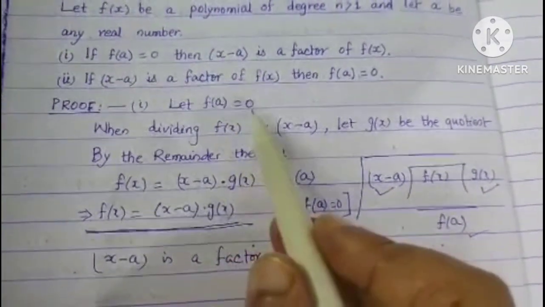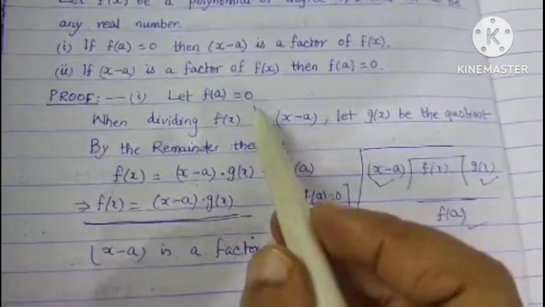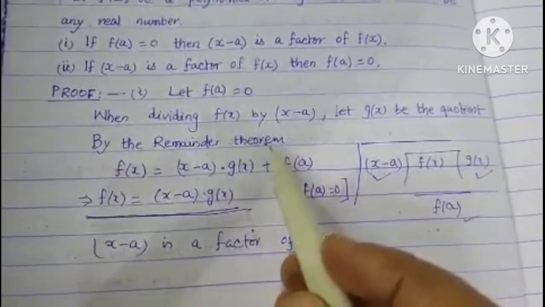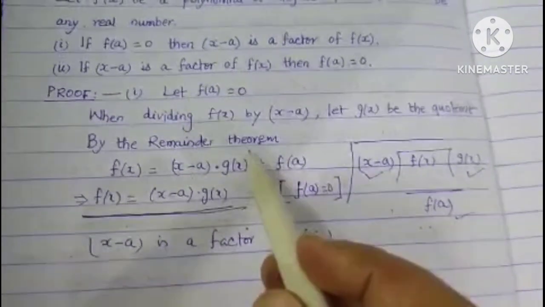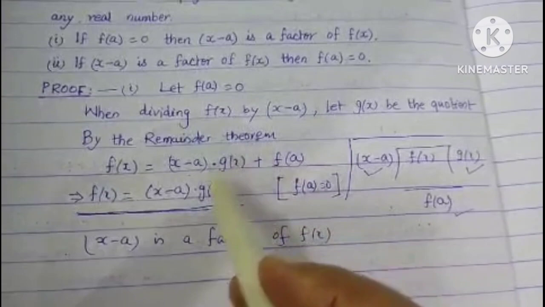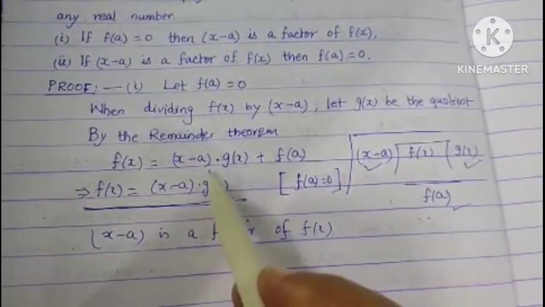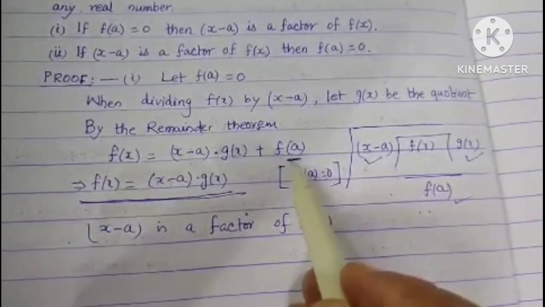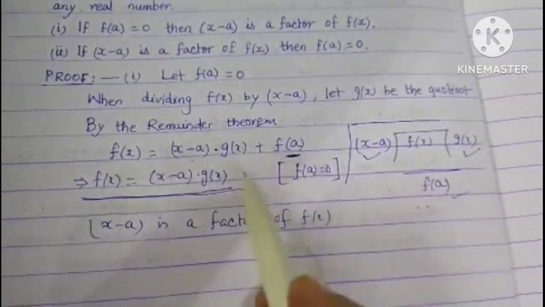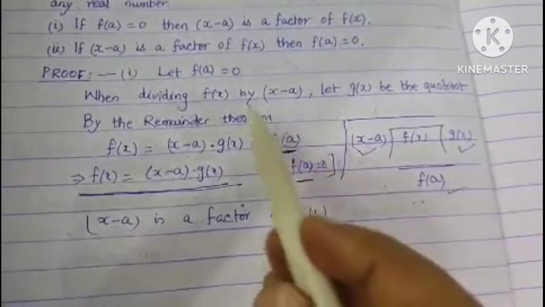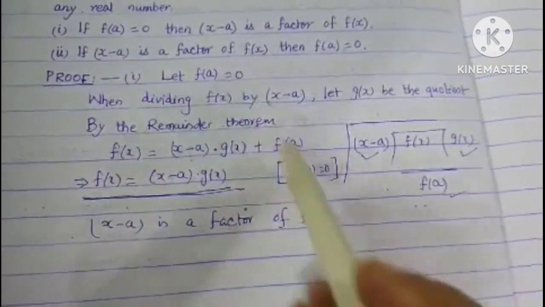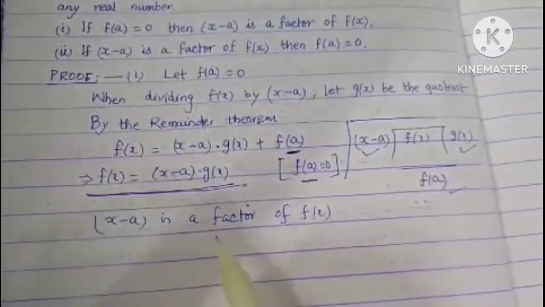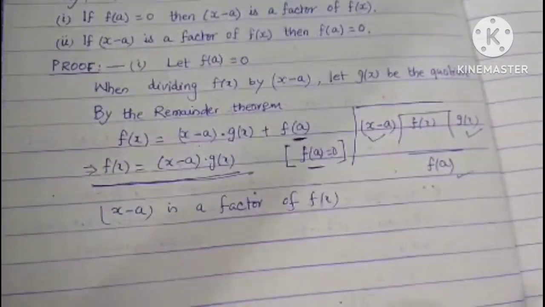Let f(a) equal 0. Then when dividing f(x) by x minus a, let g(x) be the quotient. By the remainder theorem, we know that f(x) equals (x minus a) into g(x) plus f(a), where f(a) is the remainder. We had seen this in our remainder theorem. Now f(a) equals 0 has been given, so f(x) equals (x minus a) into g(x). So x minus a is a factor of f(x). We have proven the first part.